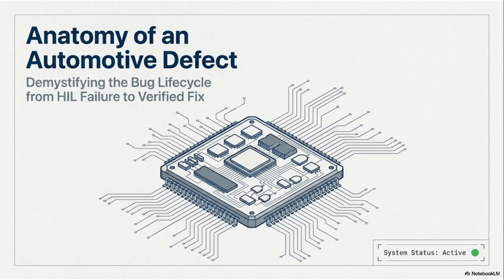Today, we are going behind the scenes of automotive validation to demystify the bug lifecycle. Okay, we aren't just looking at software glitches anymore. We are tracing the journey from a hardware-in-the-loop failure to a verified safety-critical defect fix.